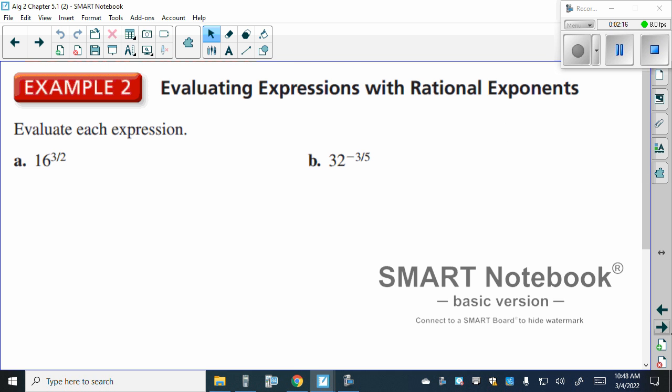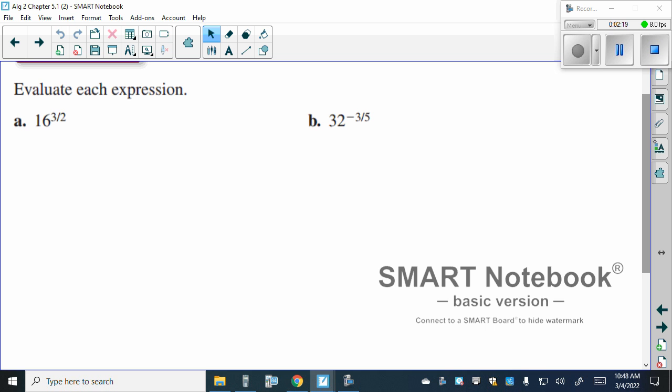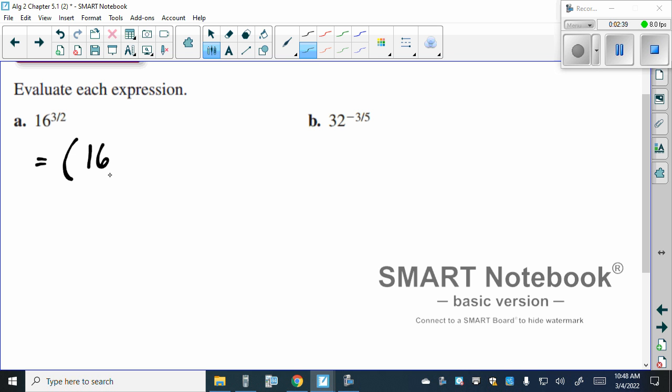So let's look at some examples of how this works. Our first one here is 16 to the 3 halves. Well, utilizing this property, we can rewrite 16 to the 3 halves as 16 to the 1/2 to the 3rd, because powers of powers multiply, which means we can also break them back apart in this way. Because 3 times 1/2 is the same as 3 halves.